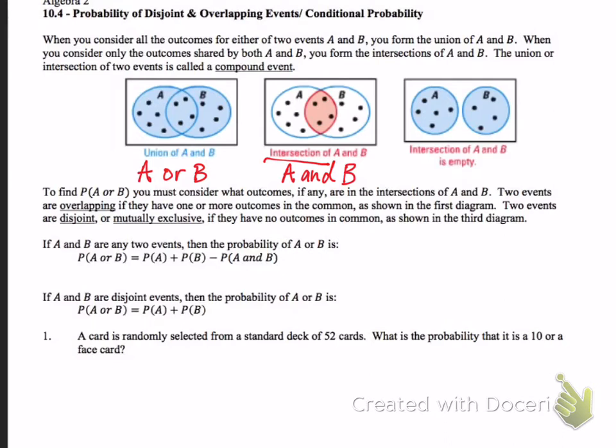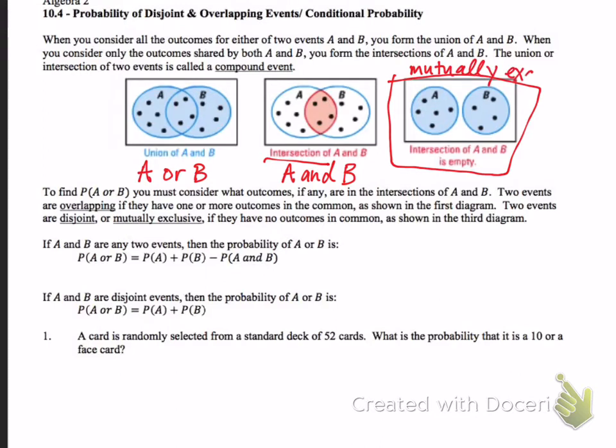If you're talking about the intersection, it's when they both occur at the same time. If you look at the third Venn diagram right here, you'll notice that they do not ever occur at the same time, so they don't ever intersect. And so we would call those events mutually exclusive.